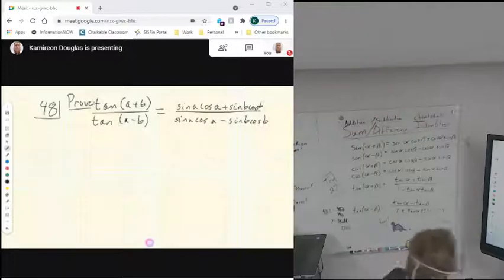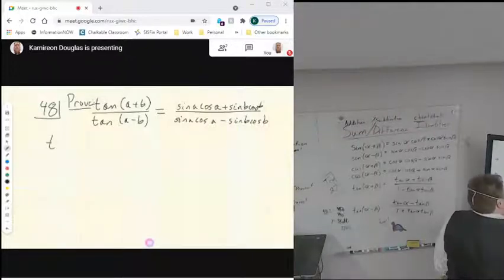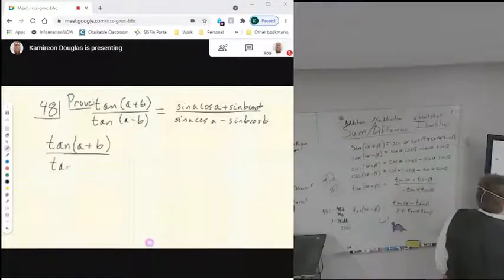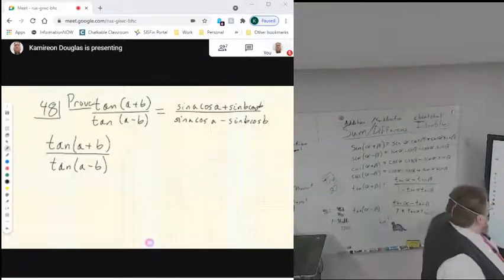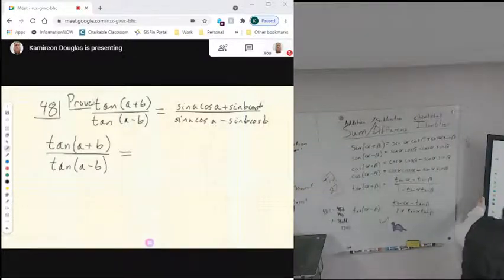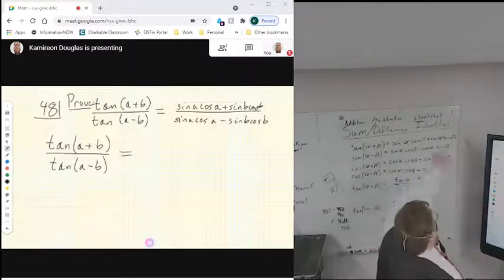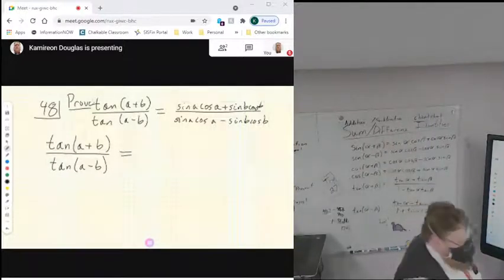So, left-hand side. Tangent of alpha plus beta, or A plus B, over tangent of A minus B. So the first thing I'm going to do is take this function and rewrite it using the sum difference or addition subtraction formulas.